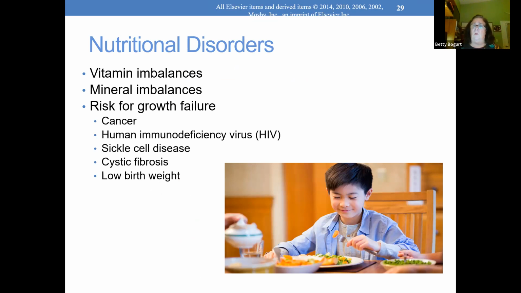So one of the things in children, we know nutrition is like the most important. Helps with growth, helps with cognition, that we need to make sure that nutritional needs are met. And if they're not, making sure that these children do get the supplements they need, or they're going to have growth failure.